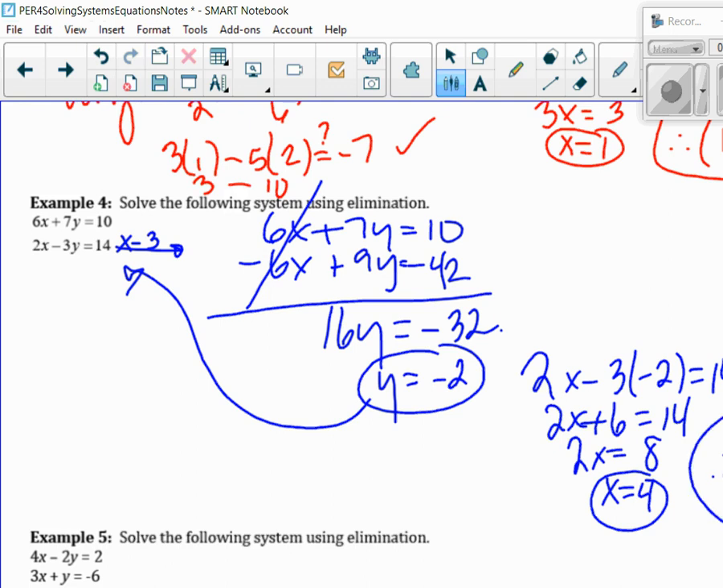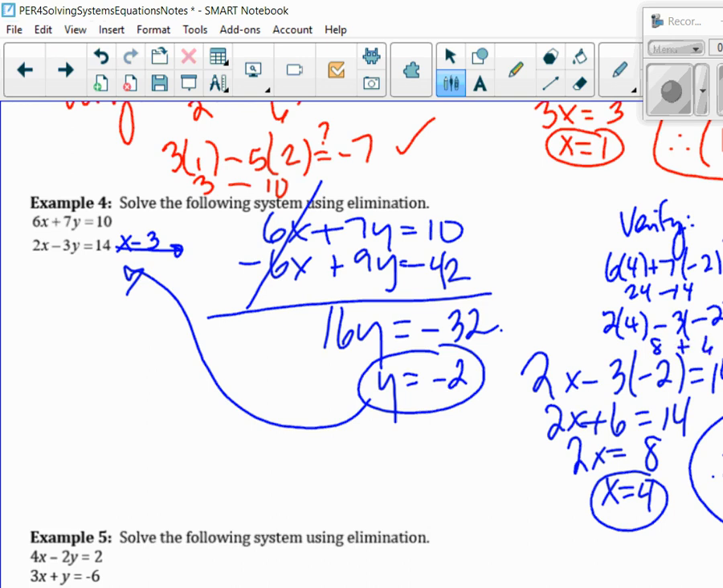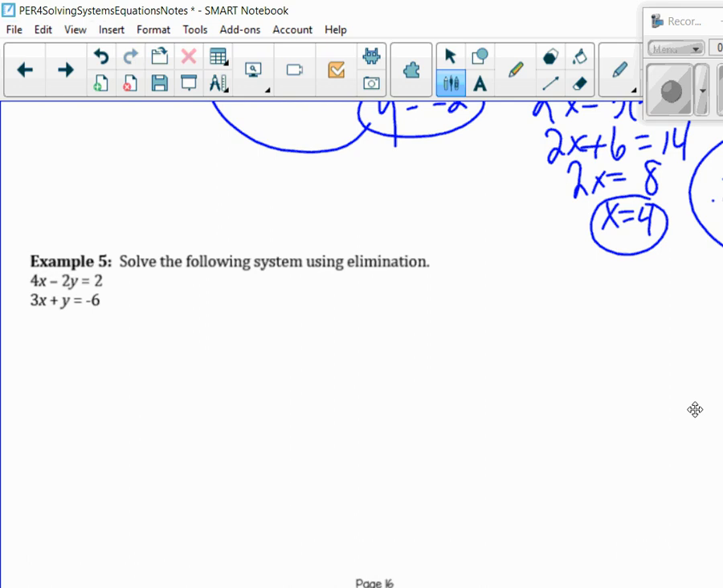And if I do a quick verification, it would be 6 times 4 plus 7 times minus 2. Does that equal 10? So 24 minus 14. So that one worked. And then 2 times 4 minus 3 times minus 2. Does that equal 14? 8 plus 6, and it does. Okay, try example 5.